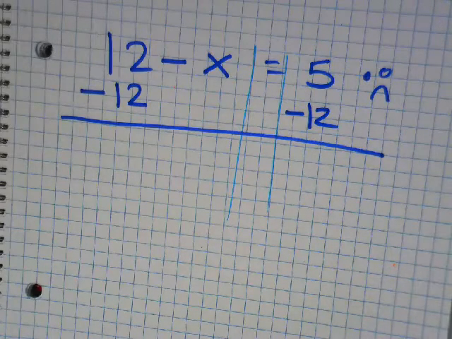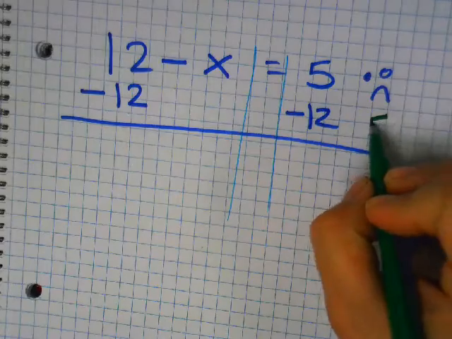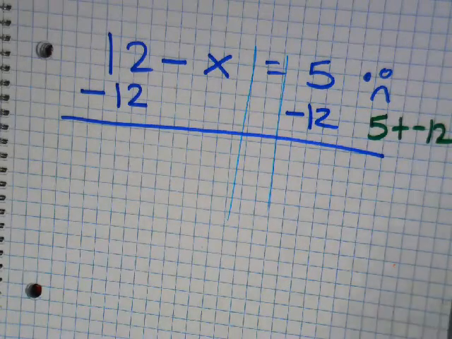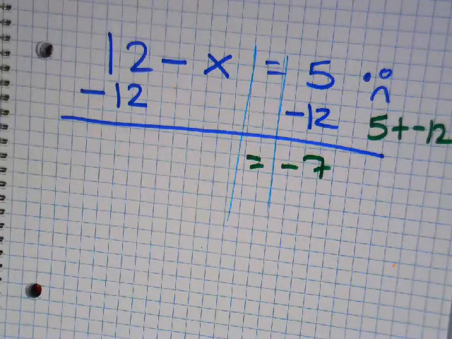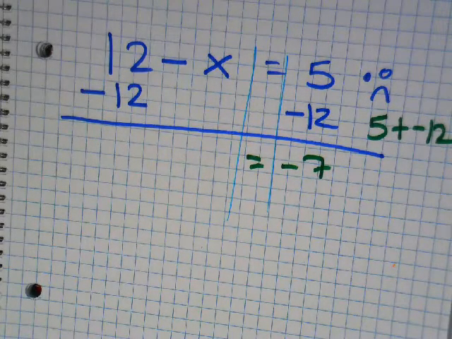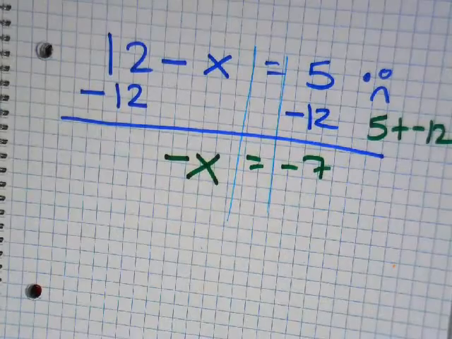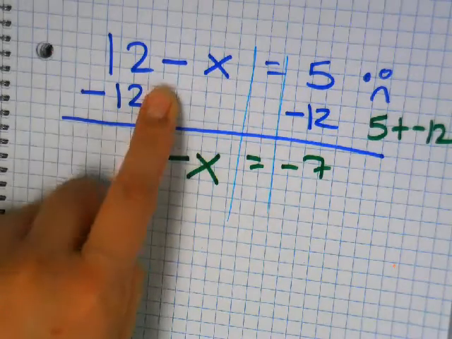My bad. Okay, what is 5 minus 12? What's 5 plus negative 12? Negative 7. Negative 7 is equal to, what's still on the other side? Negative x. Because what's in front of it? Subtraction, which turns into a negative.